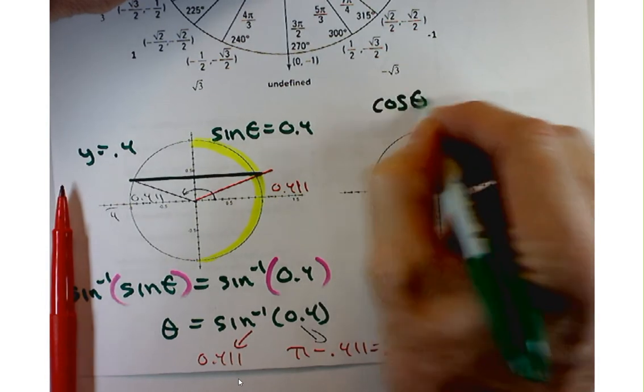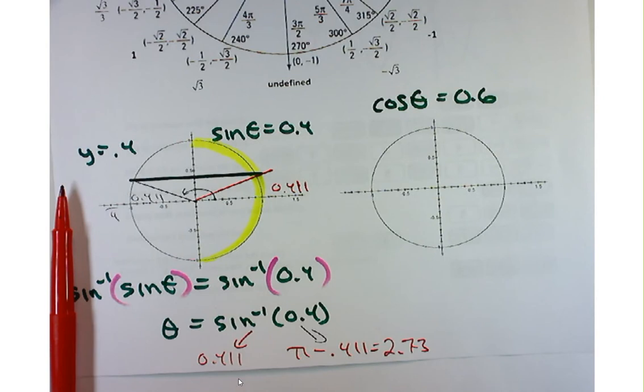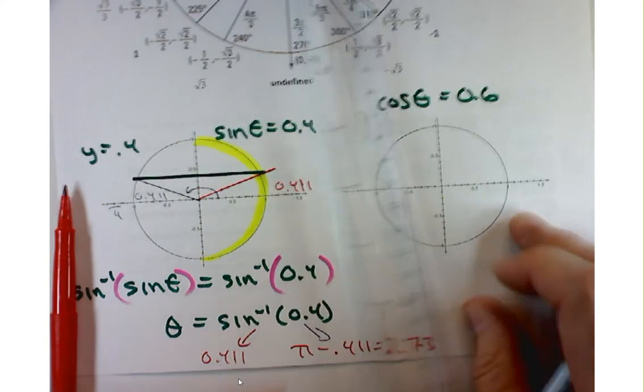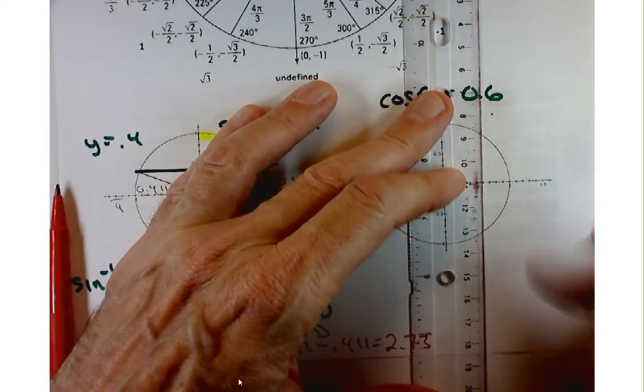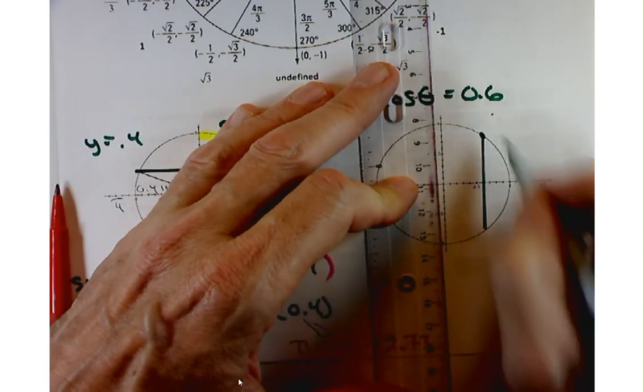Cosine of theta is 0.6. Now the twist in this one is that cosine is not dealing with the y coordinate. What does cosine deal with, Amani? The x coordinate, thank you. So I want to look at where the x coordinate is 0.6. So that's going to be here someplace. So here and here.